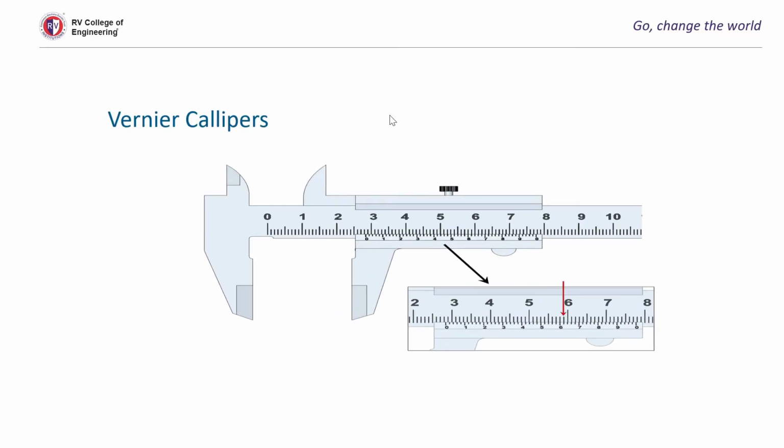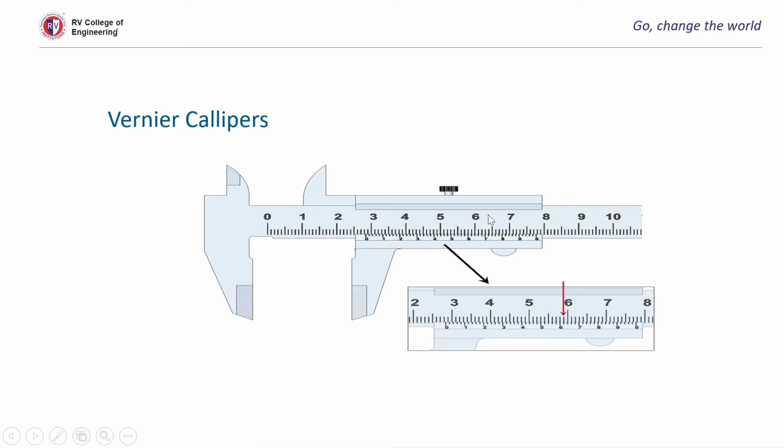Now we will discuss how we use the measuring instruments, that is the vernier calipers, the screw gauge and the travelling microscope. Vernier calipers consists of two scales, the main scale and the additional scale called the vernier scale. Once the instrument is given to you, we are supposed to determine the least count of the instrument.